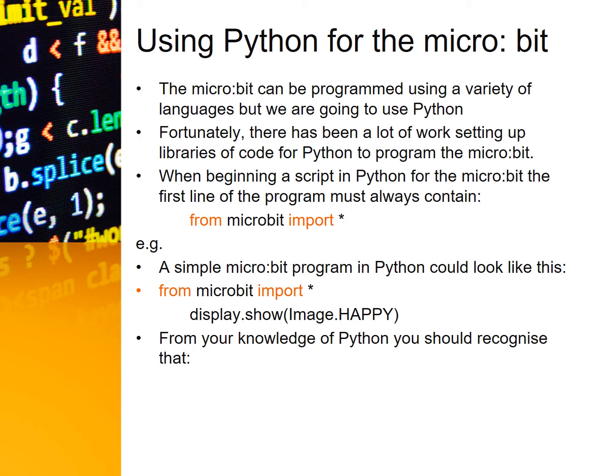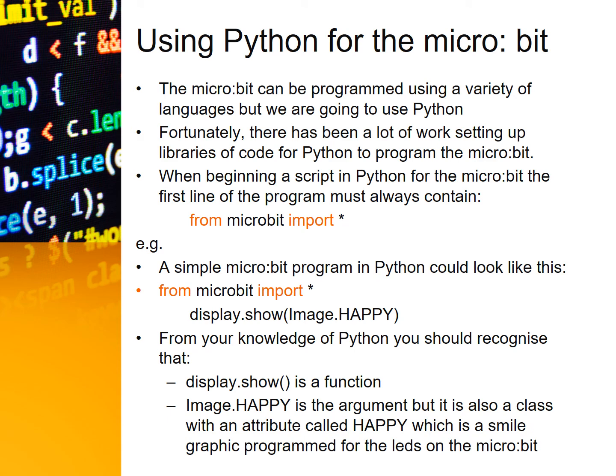And from your knowledge of Python, you should recognize that display.show is a function. Image.happy is the argument that's in that function, but it's also a class. The class is Image, and happy is the attribute, which is a smile graphic programmed for the LED array on the microbit. I hope that gives you some basic introduction to Python and how it will be able to be used to program the microbit.